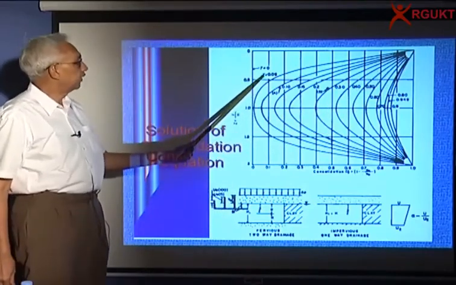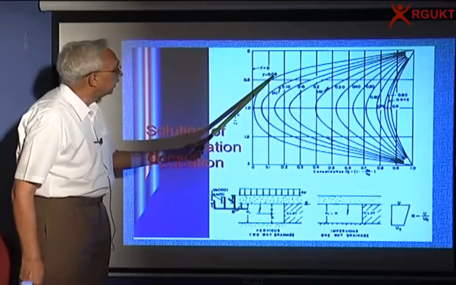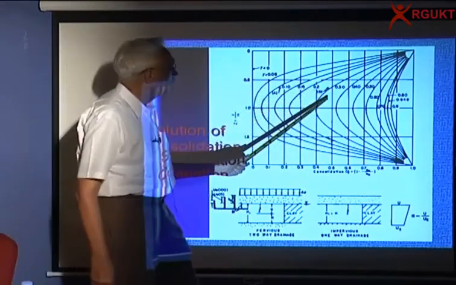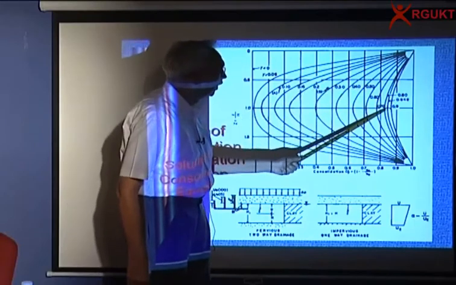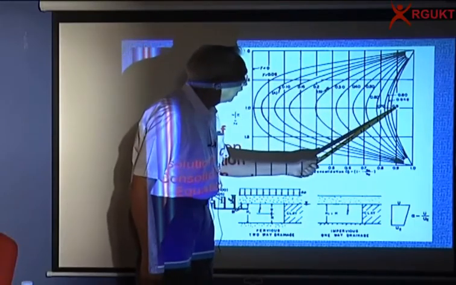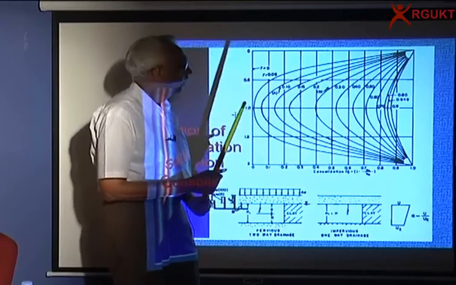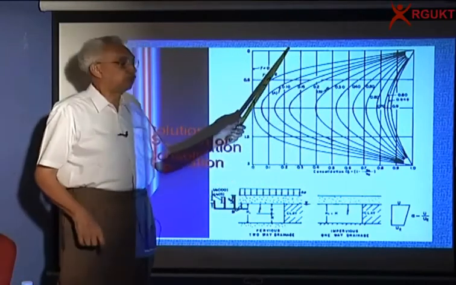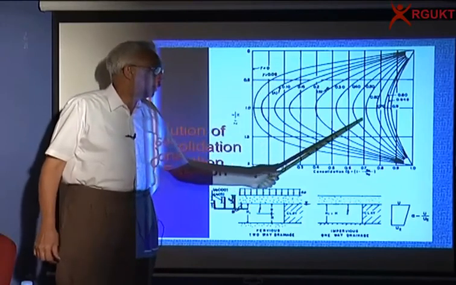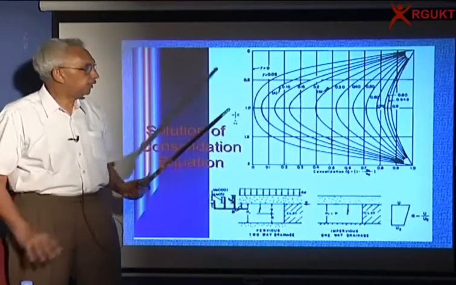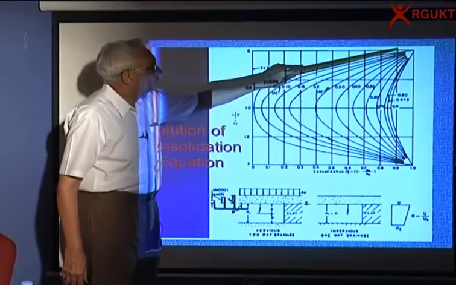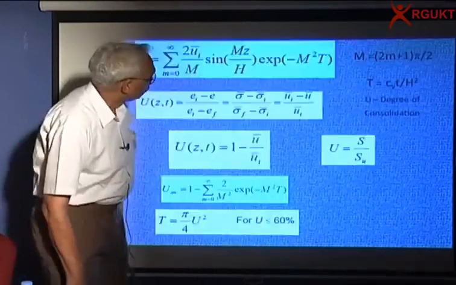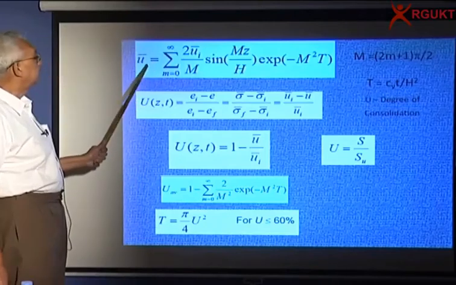This is for time factors of, let us say, 0.05, 0.1, 0.16, 0.2, 0.3, 0.4, and then slowly it gets to 0.9. So what it means is the pore pressure first dissipates at the two boundaries and slowly it continues into the layer, and finally the degree of consolidation over the whole layer is equal to 100%. So this is how we get the equation.